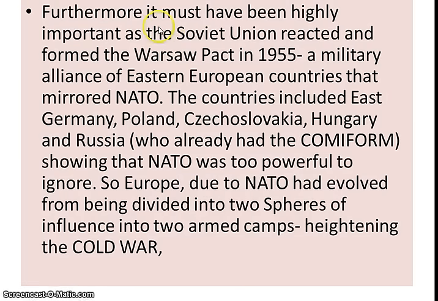Furthermore, it must have been highly important as the Soviet Union reacted and formed the Warsaw Pact in 1955, a military alliance of Eastern European countries that mirrored NATO. The countries included East Germany, Poland, Czechoslovakia, Hungary and Russia, who already had the Cominform, but the Warsaw Pact, in direct opposition to NATO, was a stage further on than the Cominform, showing that NATO was too powerful to be ignored. So Europe, due to NATO, had evolved from being divided into two spheres of influence into two armed camps, heightening the Cold War.